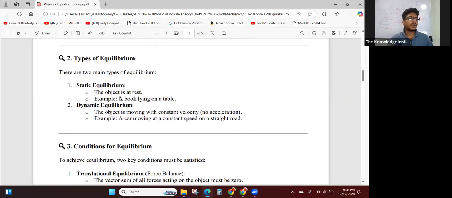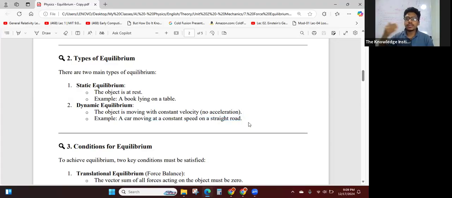Example, a book lying on a table. And in dynamic equilibrium, the object is moving with constant velocity. So zero acceleration is dynamic equilibrium. Example, a car moving at constant speed on a straight road.